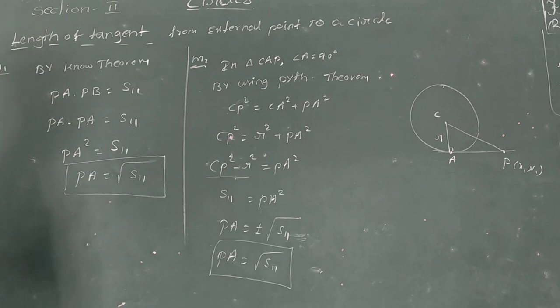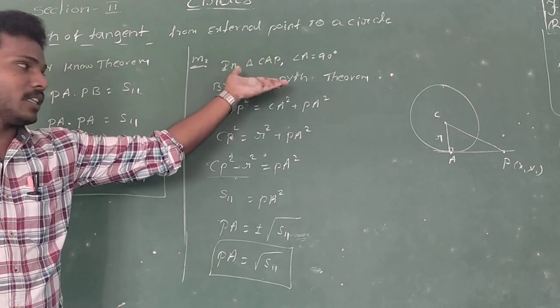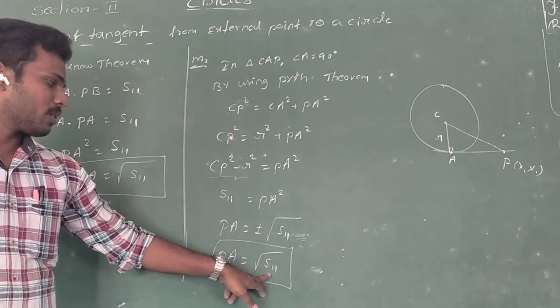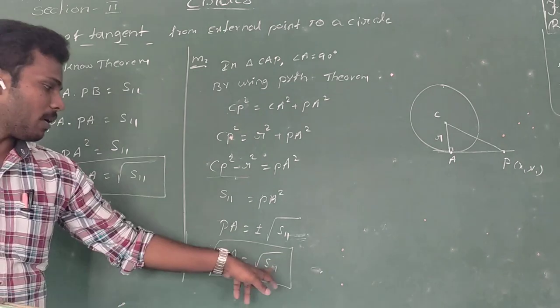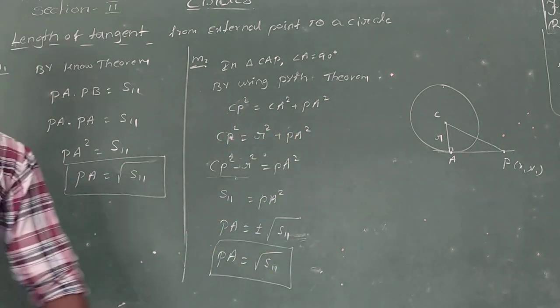Either by method 1 using the theorem, or by method 2 using the Pythagoras theorem, you can derive that the length of the tangent PA is equal to root of S11, the square root of the power of the point which is outside the circle. Have you seen it?